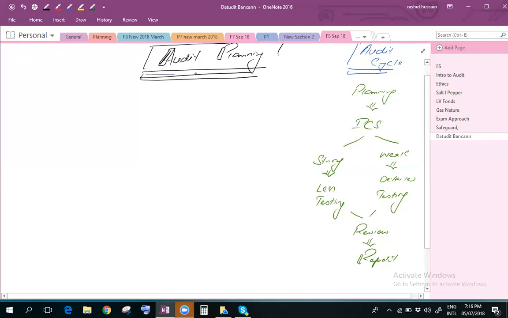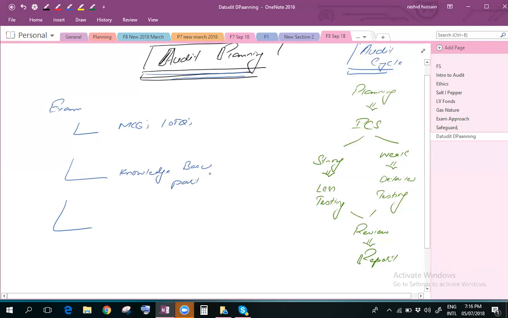So today we are going to start audit planning, which is the first stage of the audit cycle, and the planning area is very, very important. As far as the exam is concerned, you may have three types of questions. The first may be MCQs, or you may say objective test questions. Then you may have a knowledge-based part of up to 5 marks from the planning area.